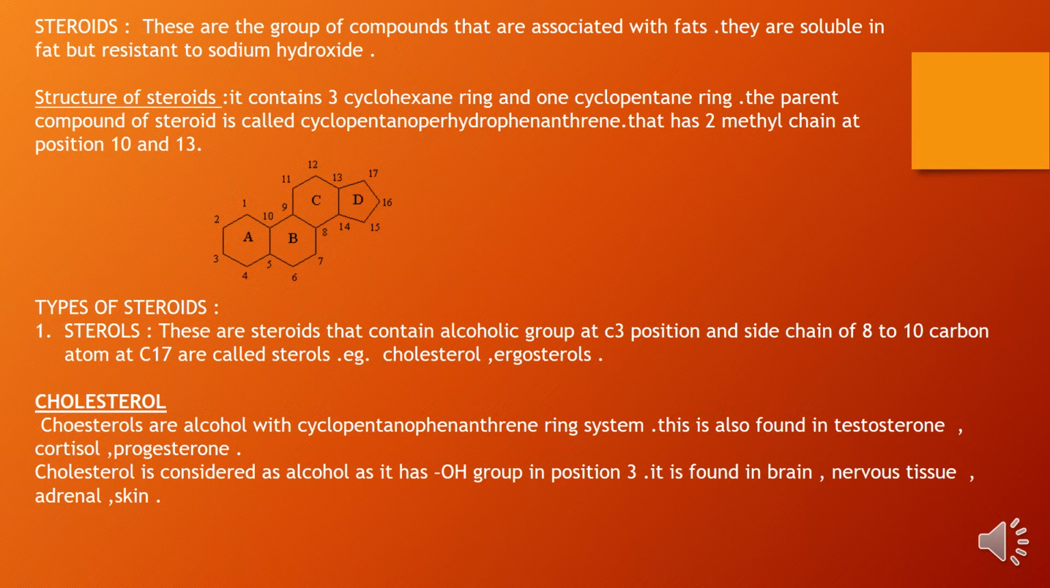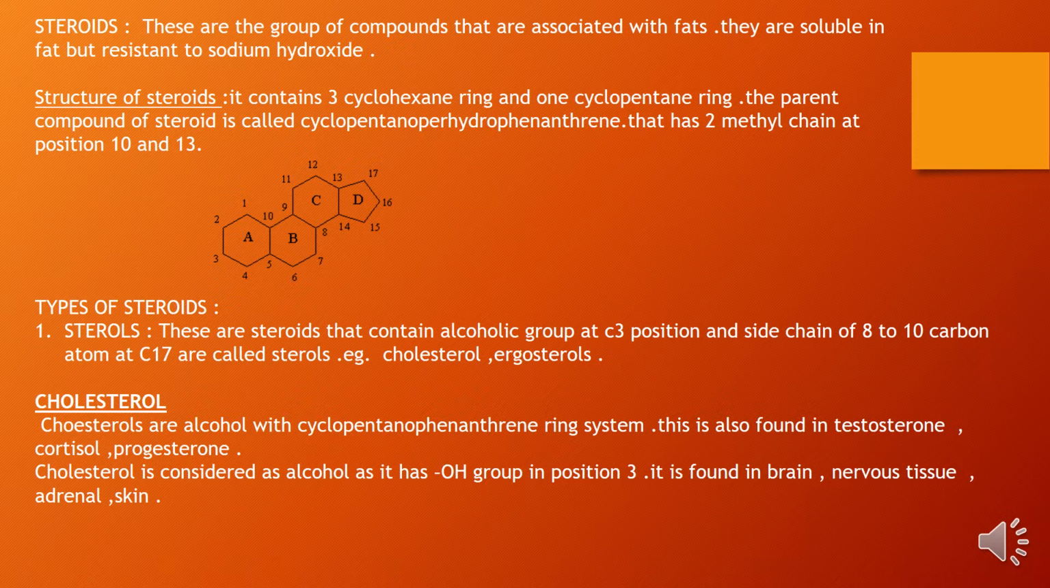What are the types of steroids? One is sterol. These are the steroids that contain an alcoholic group at the C3 position and a side chain of 8 to 10 carbon atoms at C17, and are called sterols. Examples are cholesterol and ergosterol. We all know what cholesterol is. Cholesterol is an alcohol with the cyclopentanoperhydrophenanthrene ring system. This is also found in testosterone, cortisol and progesterone.